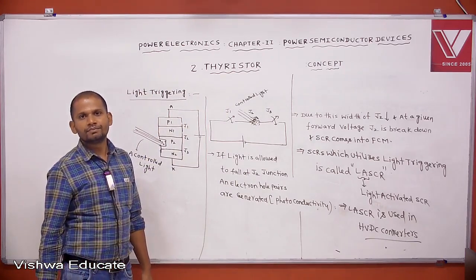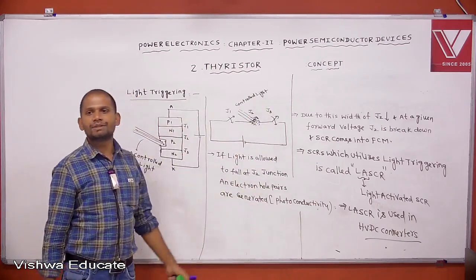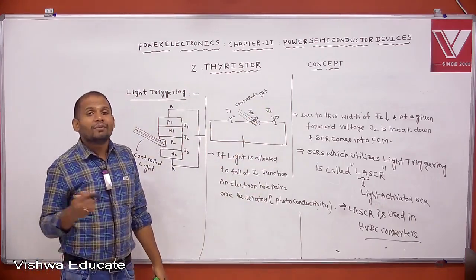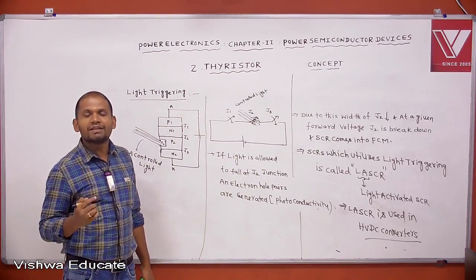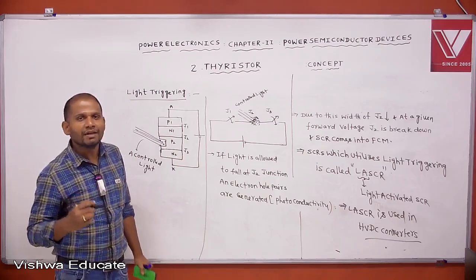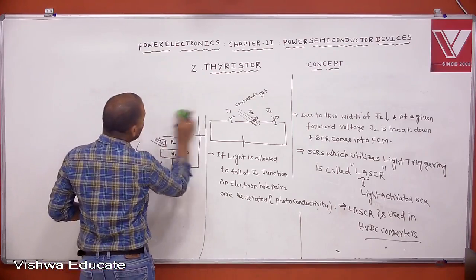Clear? Concentrate on the light triggering method. Another turn-on method of SCR is dV by dt triggering. Concentrate: what do you mean by dV by dt triggering of SCR?